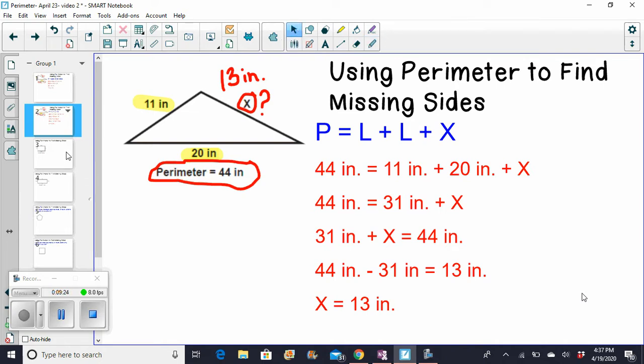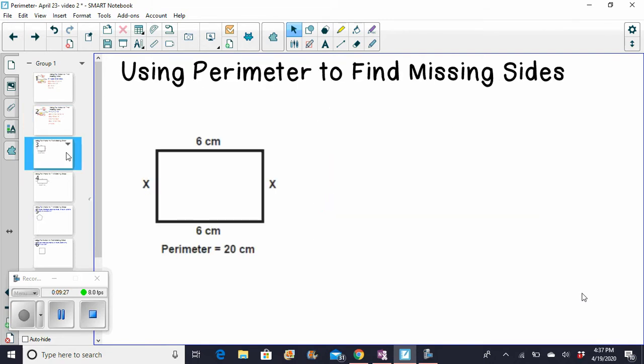Let's continue on. We're going to deal now with some quadrilaterals, and this is what you are mostly going to be using. Quadrilaterals are shapes that have 4 sides, and in this case, we're going to use rectangles. On your paper, draw yourself a rectangle. I want you to get into the habit of doing this. This time, look at the example that we have here. We have 2 sides that are labeled, 2 sides that have that x variable, and we have our perimeter.